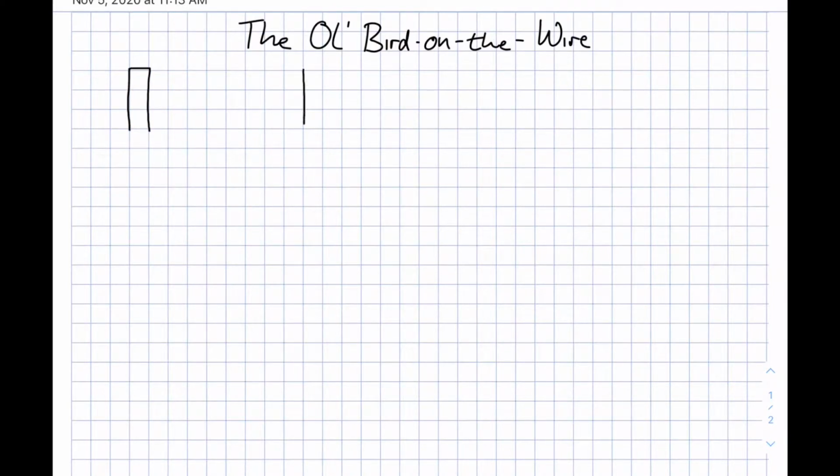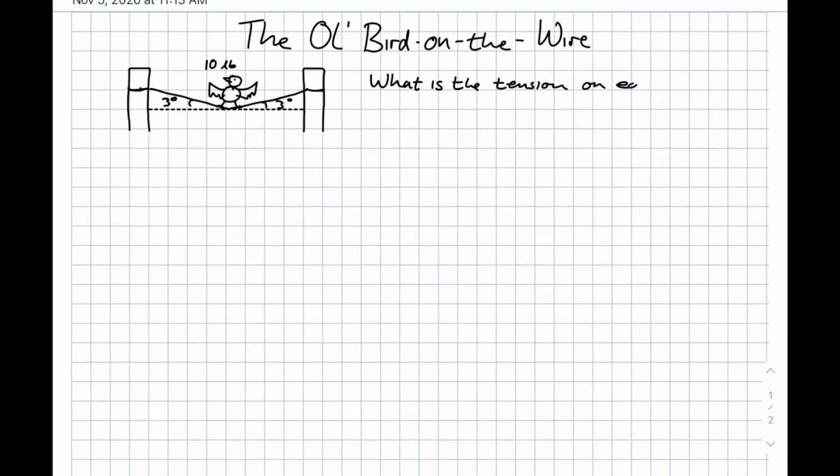Let's consider a 10-pound bird perched on a telephone wire. When she does this, the wire sags and makes an angle of 3 degrees with the horizontal. What is the tension in each side of the wire? That is, how much force does each wire pull with to support the weight of the bird?